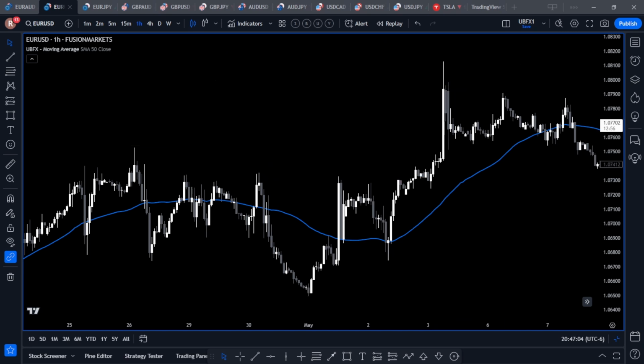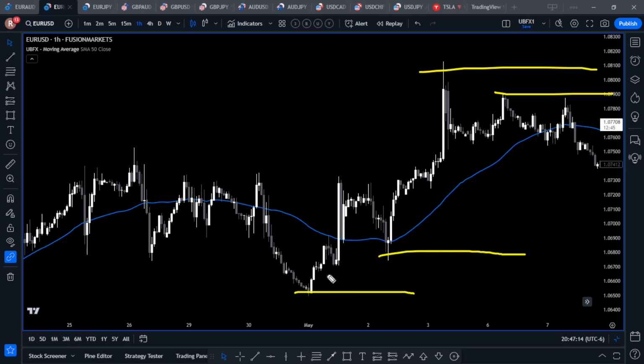Let's get rid of these drawings. We're taking a look at these major areas. This is a major area of resistance. This is a major area of resistance. Here's a major area of support, and down here also, and resistance across the top here. We're looking at these major areas. Now, I will not be entertaining trades at these major areas, and I want to explain why that is.